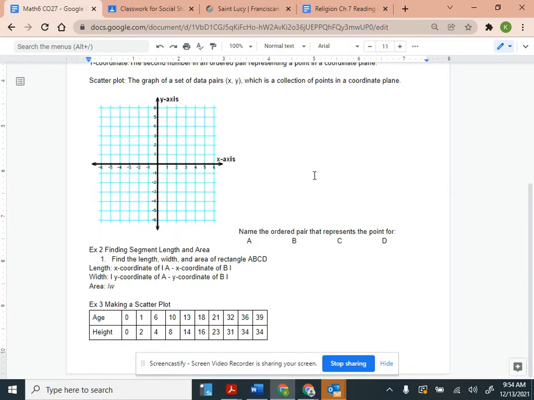Okay. So we are going to graph some plots. I have some graph paper on your paper there for you. And we're going to graph some places on there, some points. So the first one that we're going to do, it says name the ordered pair that represents the point for A. So I'm going to put A on here. So on your paper, see if you can figure out what point A is.